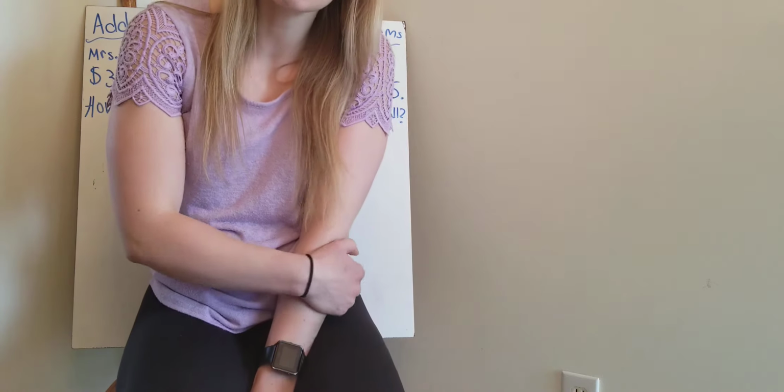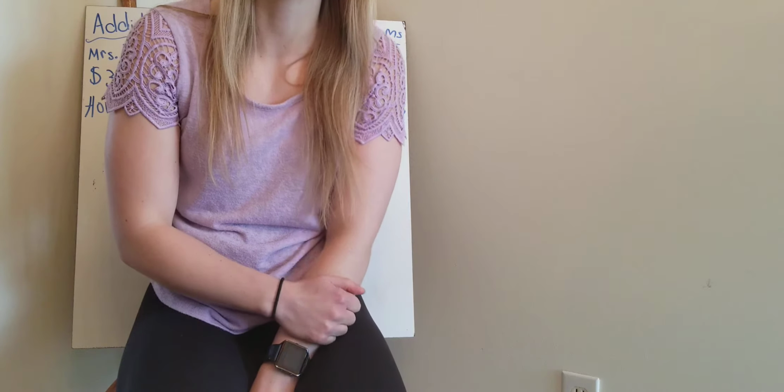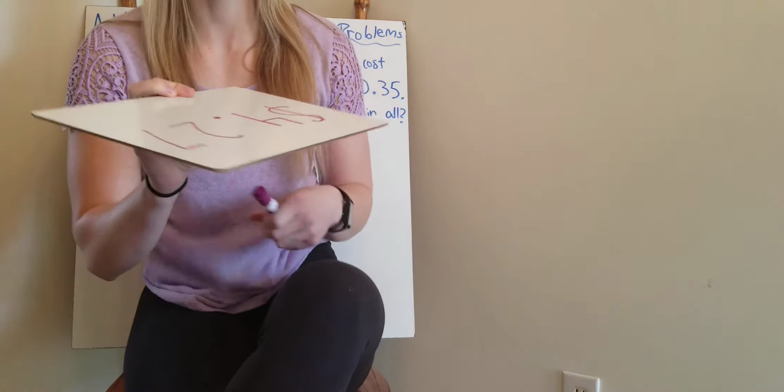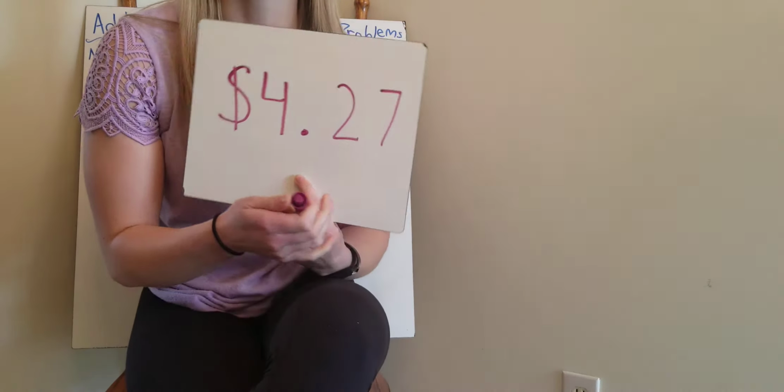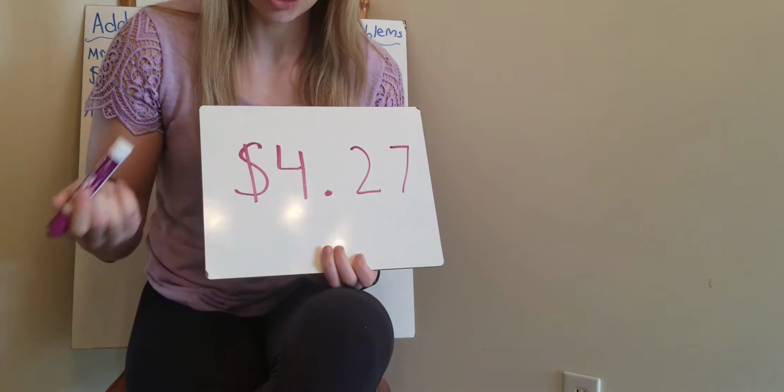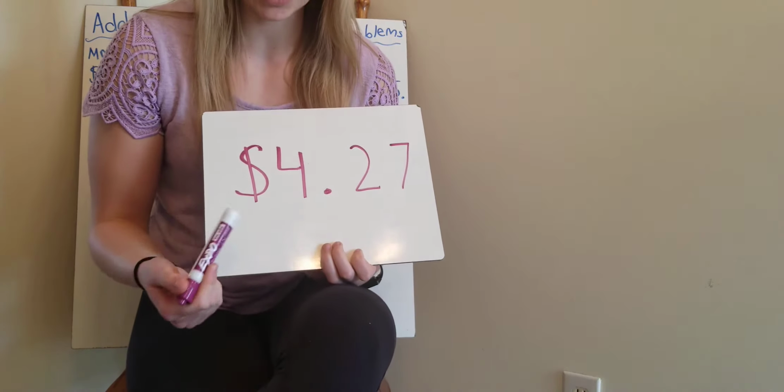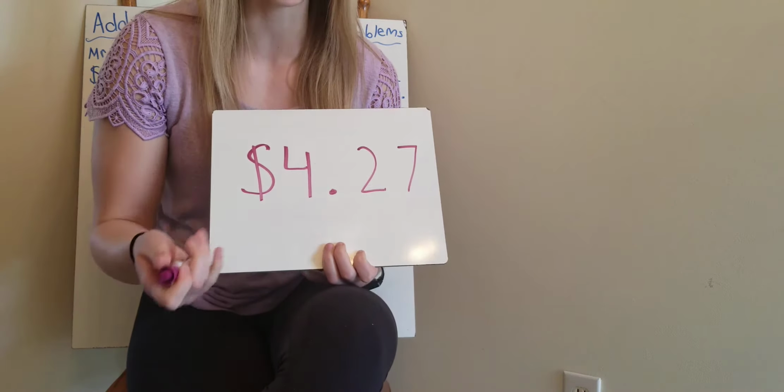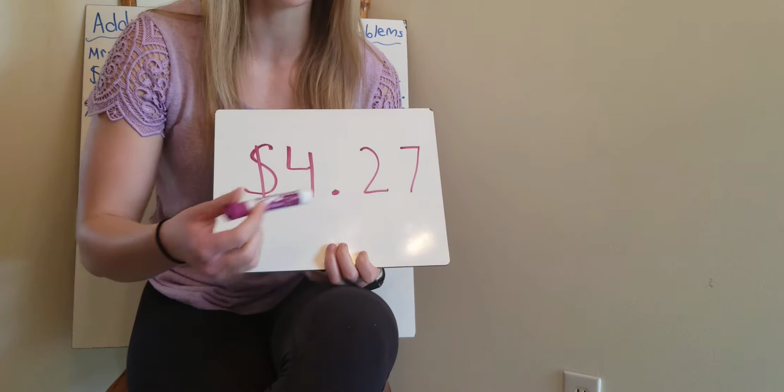Today we're going to talk a little bit about money and adding when we have money in the problem, okay? So the first thing I'm going to talk about is when we have money, how it looks, okay? So every time we write out money, we're going to have a dollar sign and a dot, a dot or decimal point.